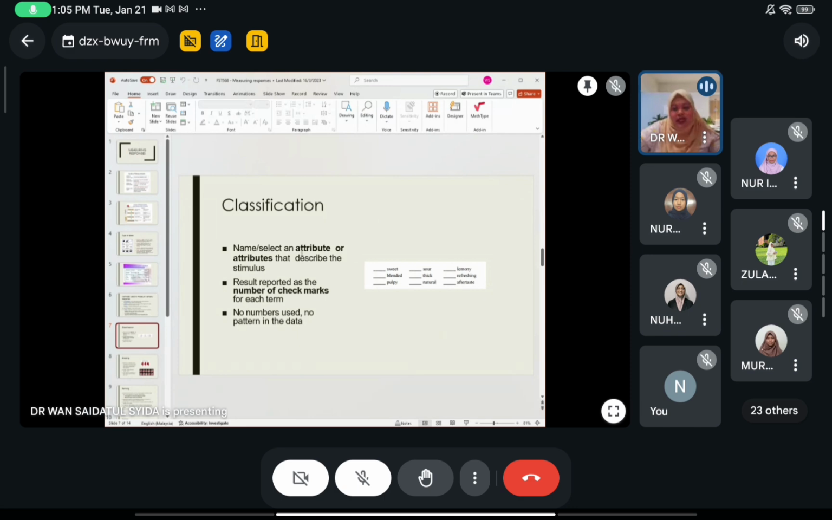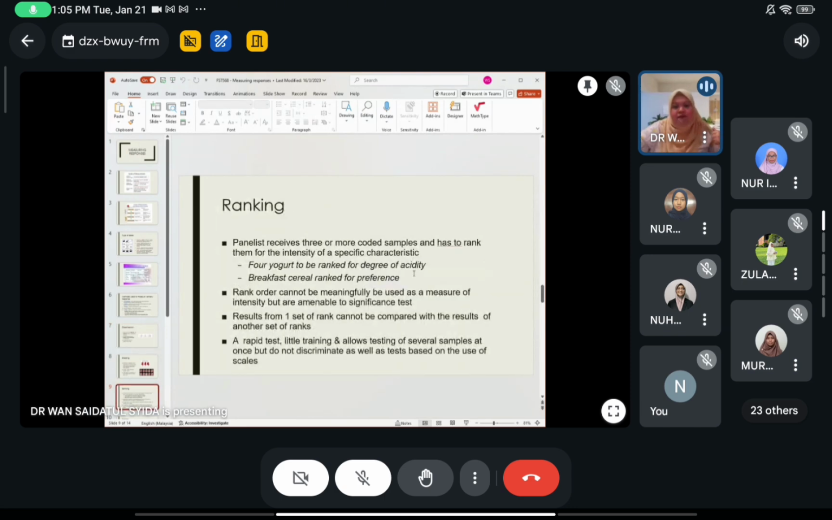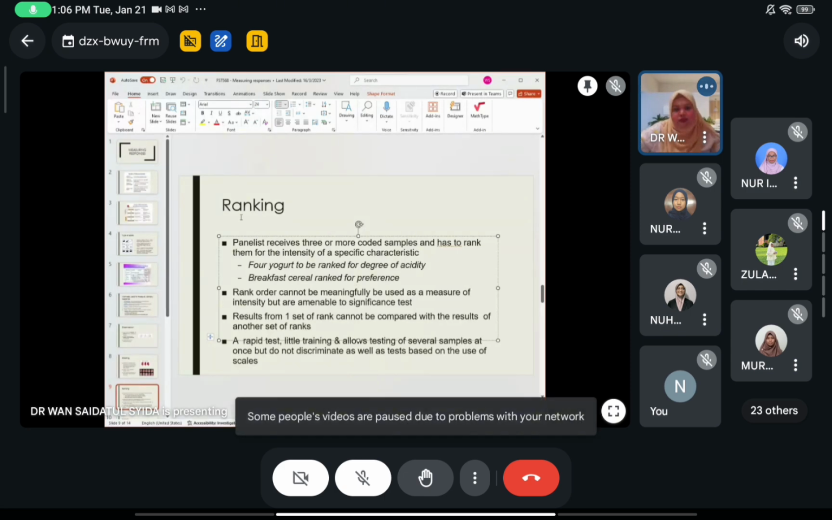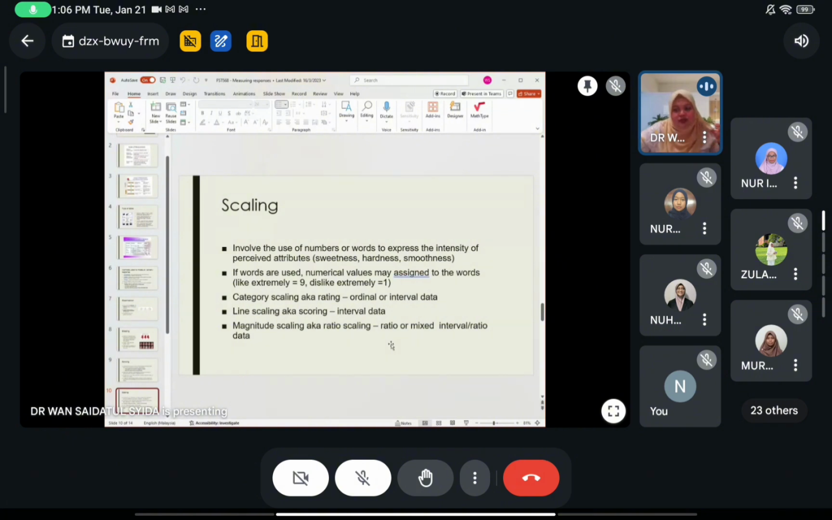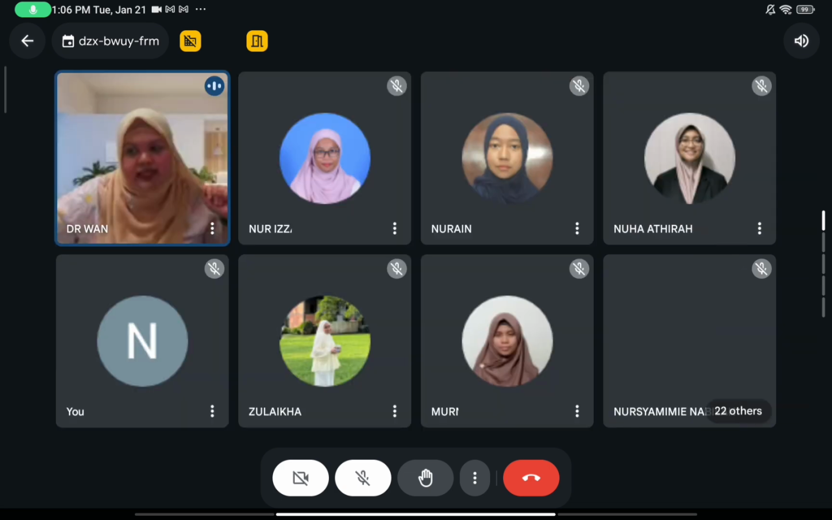And then if you are using attributes, we can use classification. If you are measuring the degree of a certain attribute, or you are measuring preferences, we should use ranking. And the last one, if you are using numbers or a scale, it should be scaling. So this is basically what you should know in measuring responses. That is the main point that you should read on. So, clear on the first part.